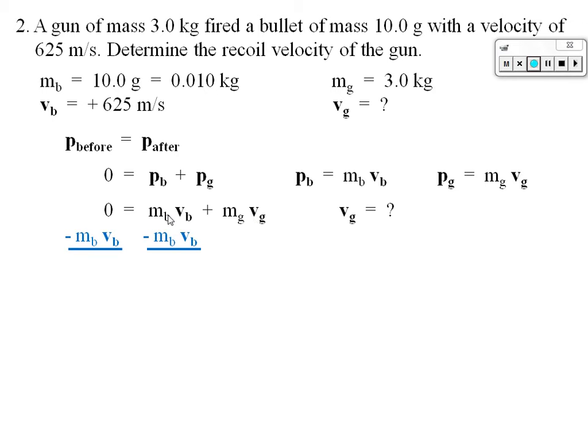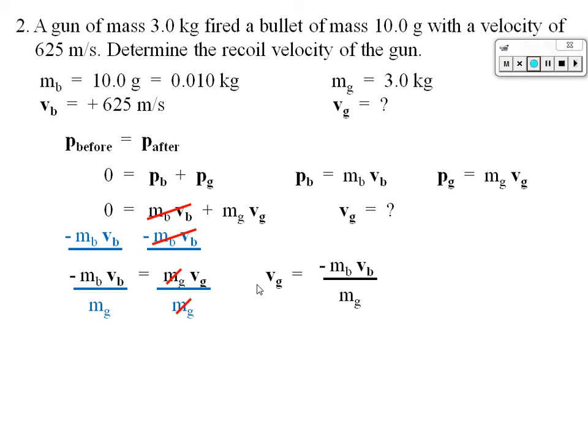I'm going to subtract out this first term. I've got to isolate the gun term first, and I can do that by getting rid of the bullet term. I get this. Negative is equal to that. And now I'm going to divide out the mass of the gun. And I get this. V sub g is equal to negative m sub b v sub b over m sub g.